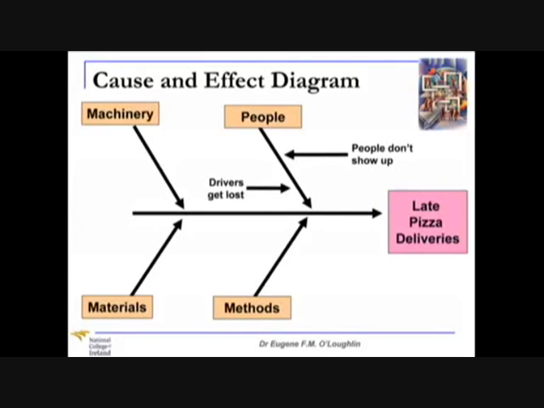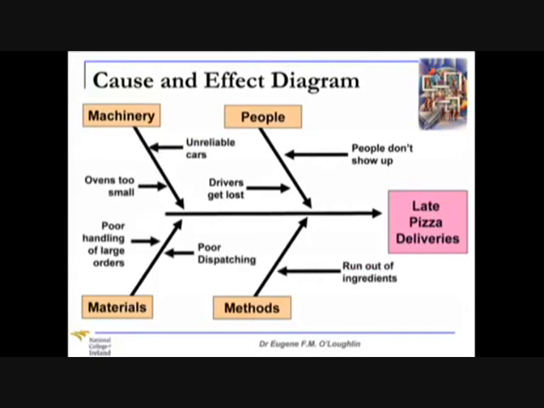Under the people category, I have identified 2 possible causes as to why people might be causing late deliveries of pizzas, and these are that people don't show up or that the drivers get lost. And then I'm going to do the same for the other 3 categories. So under machinery, I've got unreliable cars and ovens being too small. Under materials, I've got poor handling of large orders and poor dispatching. And finally, under methods, I've got run out of ingredients. There may well be others at this level, but we'll stick to these ones here for the moment.